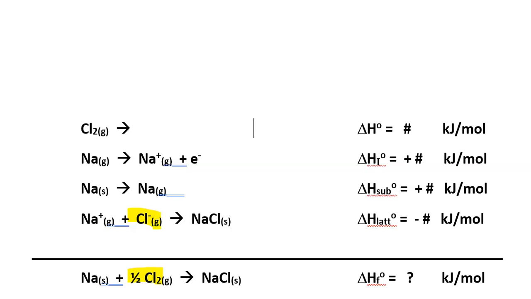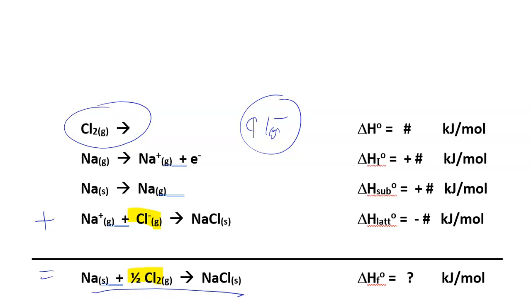Down here at the bottom, we have the chlorine molecule, and here we have the chloride ion. So we're going to add all these equations up to equal this bottom equation. As you can see, there is no chloride ion in the final equation down here, so it must cancel. On the right side, we are going to need a chloride ion in gas form. So what do we need to do to the chlorine here to make it into the gaseous chloride?